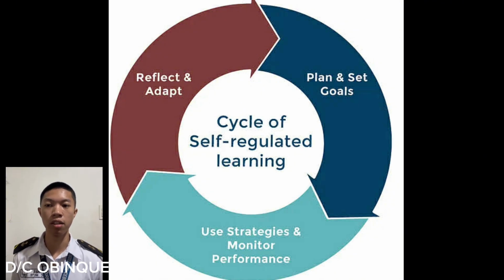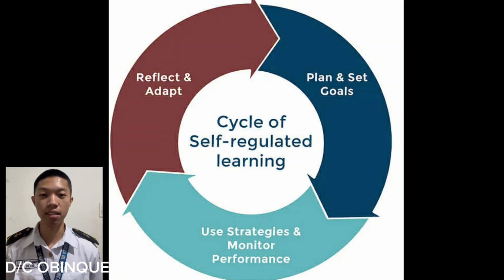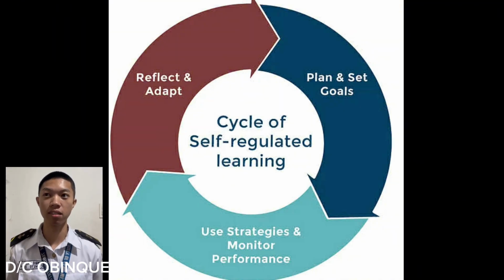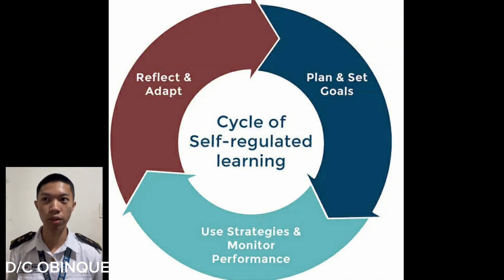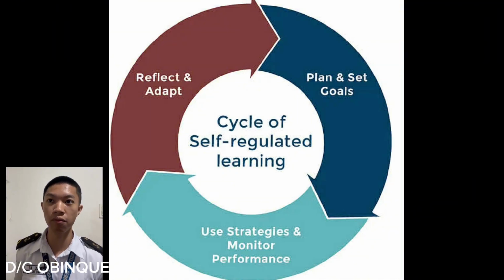Lastly is reflecting. After quizzes or exams, we should evaluate our performance. Ask yourself, what did I do well? And what can I improve? Using a self-assessment rubric helps us see our strengths and weaknesses clearly. In conclusion, by planning, monitoring, and reflecting, we can become more responsible and effective learners.